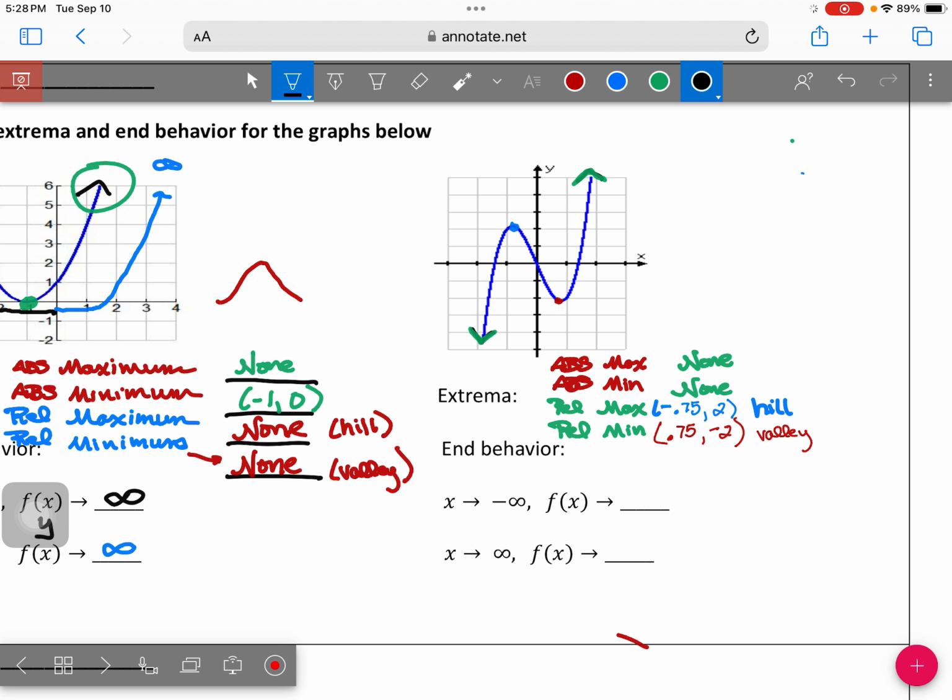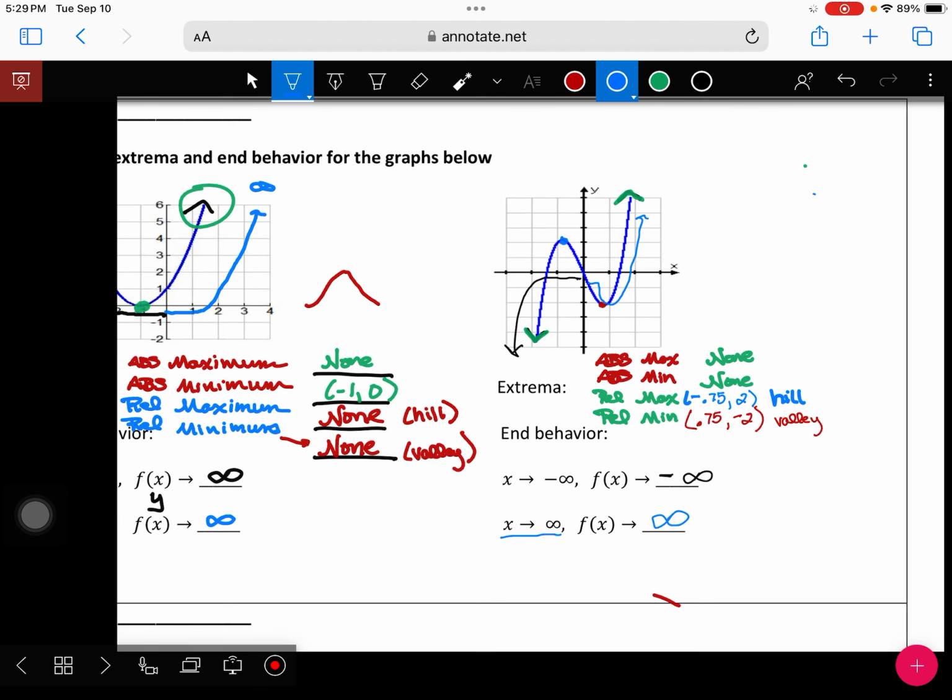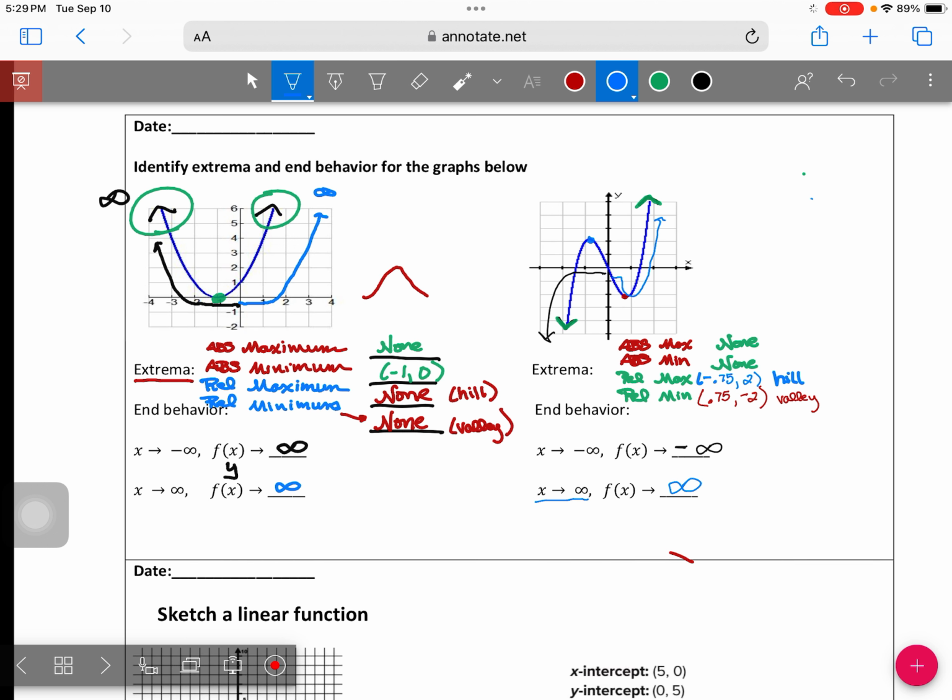My end behavior. So as x is approaching negative infinity, as I go here, it goes down. So it is also going to negative infinity. And the last one, as x approaches positive infinity, so the more I go positive, yes, it goes down for a while, but then it goes back up. So it is going to positive infinity. So there we have it, the extrema and end behavior for the two graphs below.